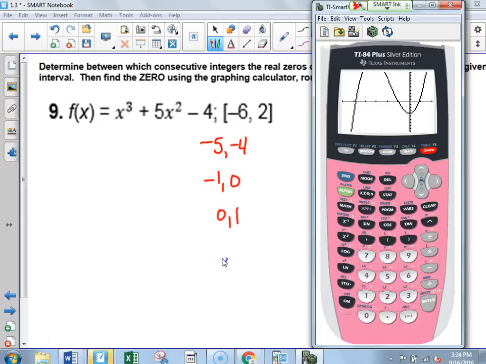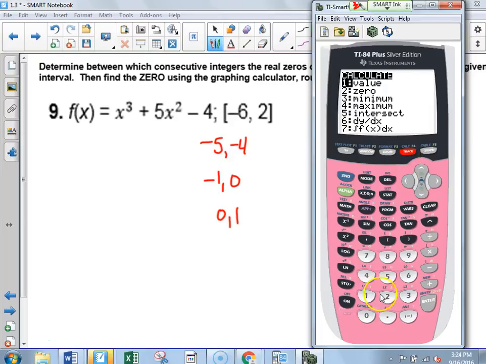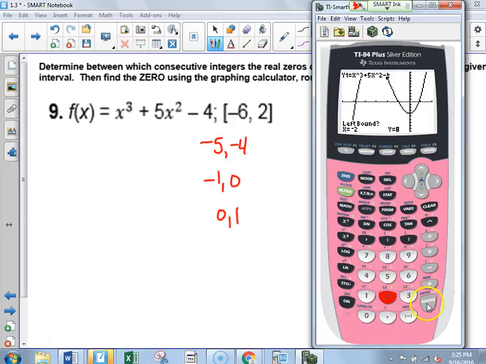When the directions say find the consecutive integers, I don't care. Just find the zeros. And I didn't assign 10 of them, okay? But I want you to find the zeros. So show me that you can find the zeros. Now, if you've done the consecutive integer thing, you can use those as your left and right bounds, right? So second trace, choice 2, which is the word zero, okay? And then I know there's one between -5 and -4, so I'm going to put those in as my left and right bound. Hit enter.